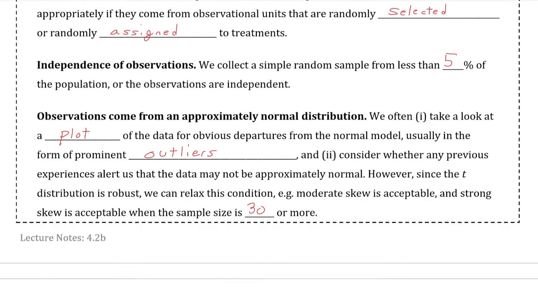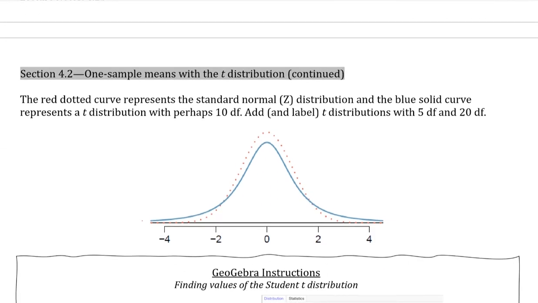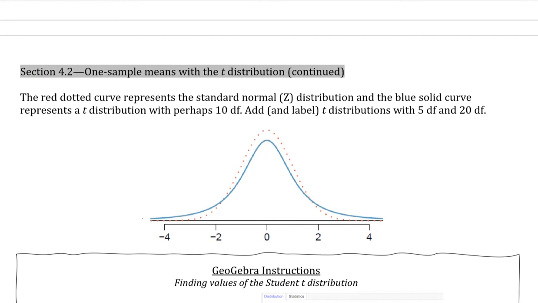On the next page, we will see a red dotted curve that represents the standard normal z distribution, and the blue solid curve that represents a t-distribution with maybe 10 degrees of freedom. What we're going to do here is add and label what a t-distribution would look like if it instead had 5 degrees of freedom and 20 degrees of freedom. What I will first do is draw a green curve that represents a t-distribution with 5 degrees of freedom.